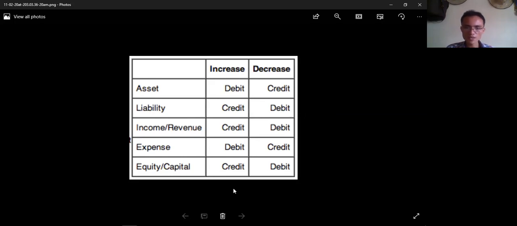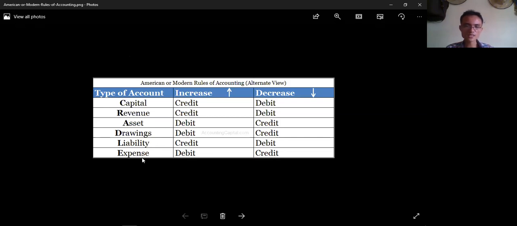But this one shows 1, 2, 3, 4, 5, 6, which is better since drawings are here, which is not yet discussed. That is a drawing, and you also have revenue and expenses. These three accounts, namely drawing, income, and expenses, or another term for income is revenue, are very related items to our capital account. So going back to discussions on the PDF file.